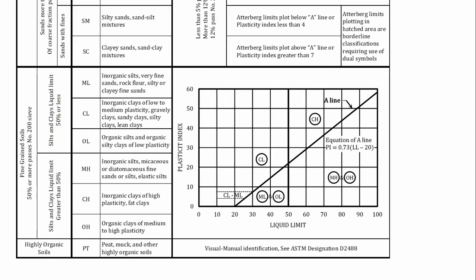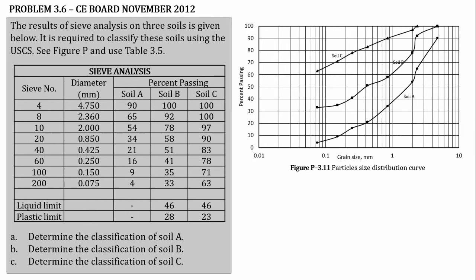Okay, so back to the problem, class. First, we determine the classification of soil A. This is the percent passing of soil A, class. Here we will look, and this is the plot of its graph. This is our soil A.